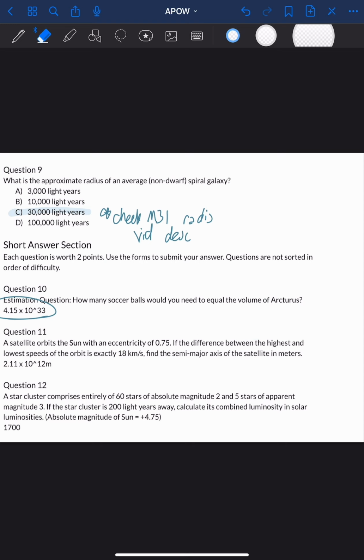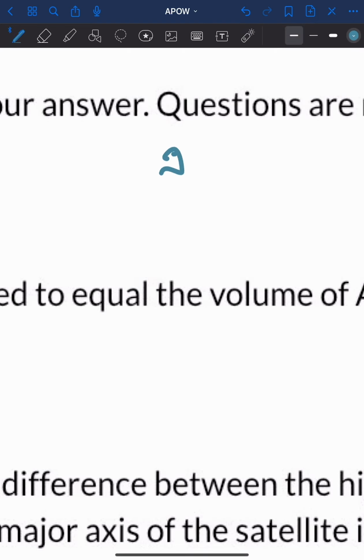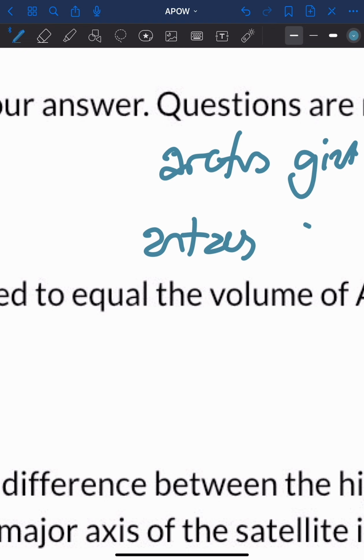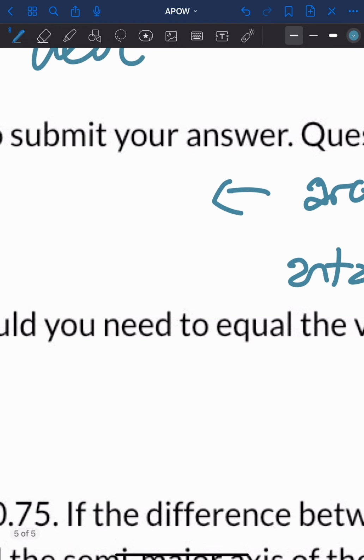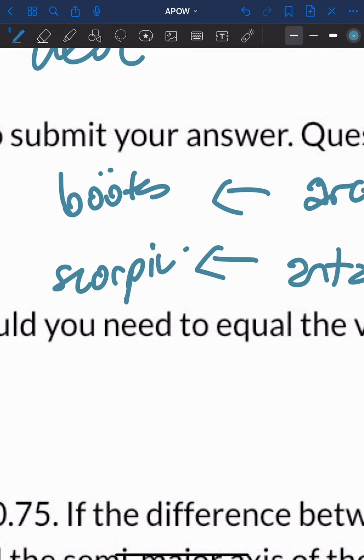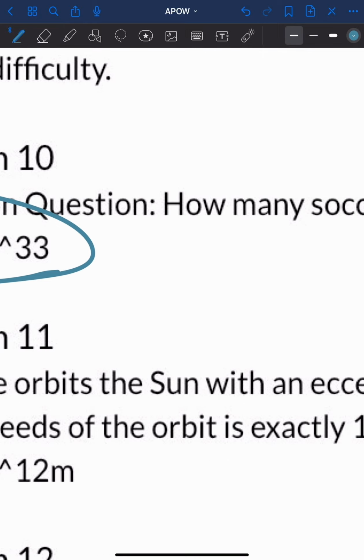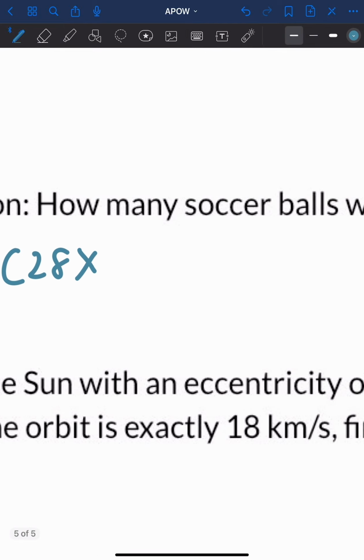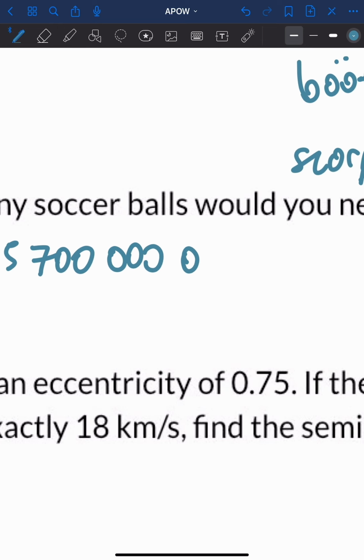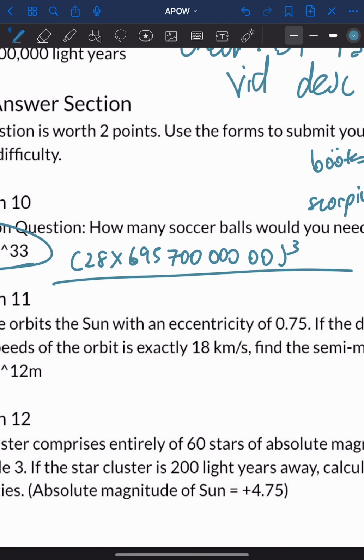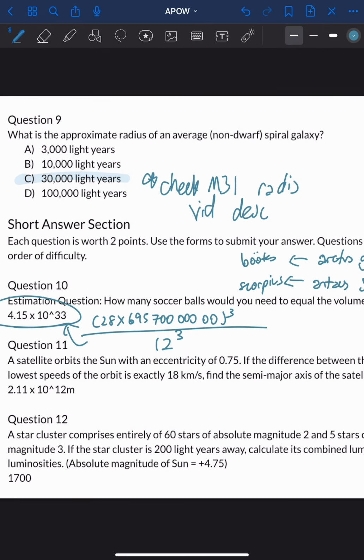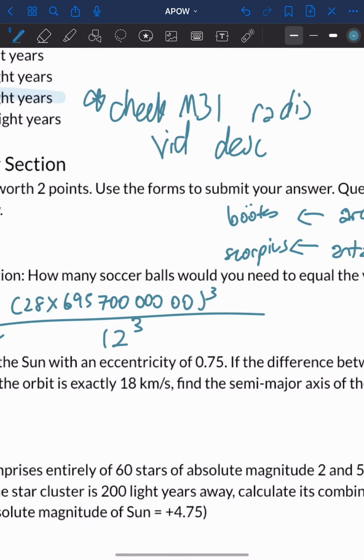So yeah, few things. Arcturus is a giant, and Antares is a supergiant. Boötes, Scorpius. And then this one, we just take 28 multiplied by like 695,700,000 cubed over like 12 cubed. Get this, kind of good enough.